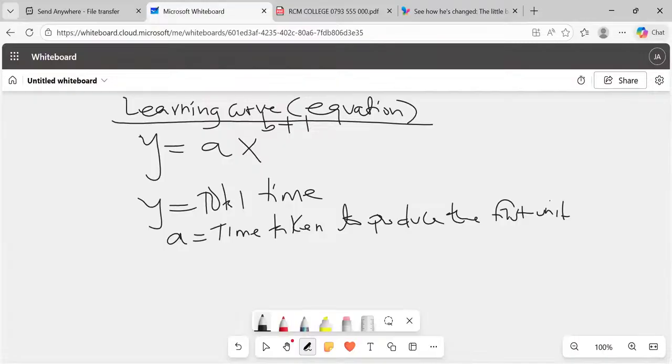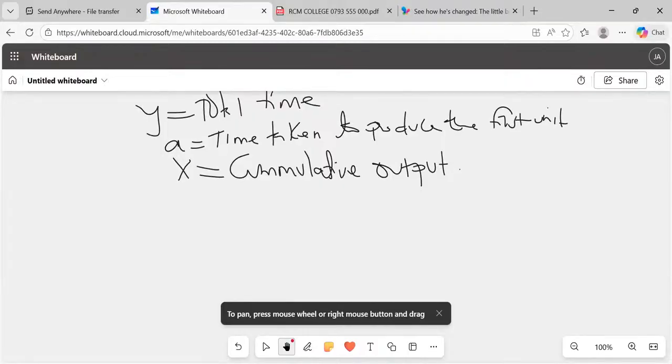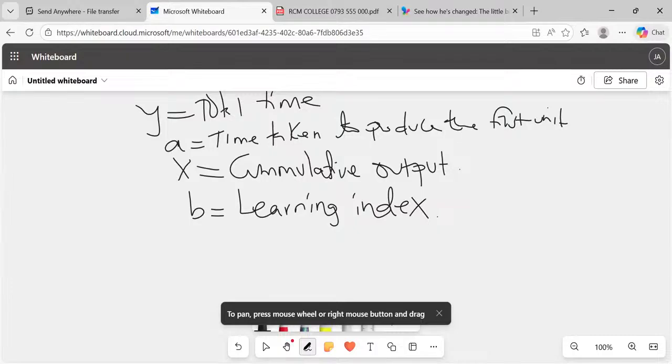All right. And then we have in this case, ladies and gentlemen, X. X is cumulative output. And then we have our B. B will be known as our learning index.